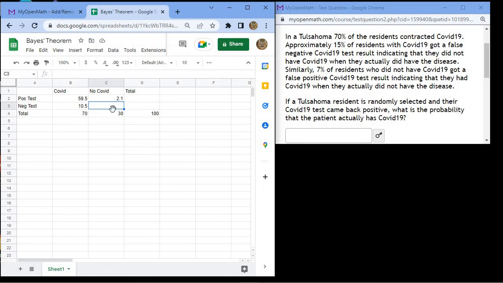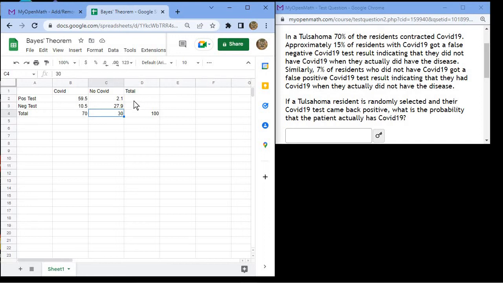That means the rest of them got real negative results. They didn't have COVID, and the test said they didn't. And that's the 30 that didn't have COVID, minus the 2.1 that actually tested positive. 30 minus 2.1 is 27.9. If you add those two up, it equals 30. All right, so I have my joint numbers inside of here. These are actually joint probabilities since it's actually out of 100. These are joint probabilities as percentages though.